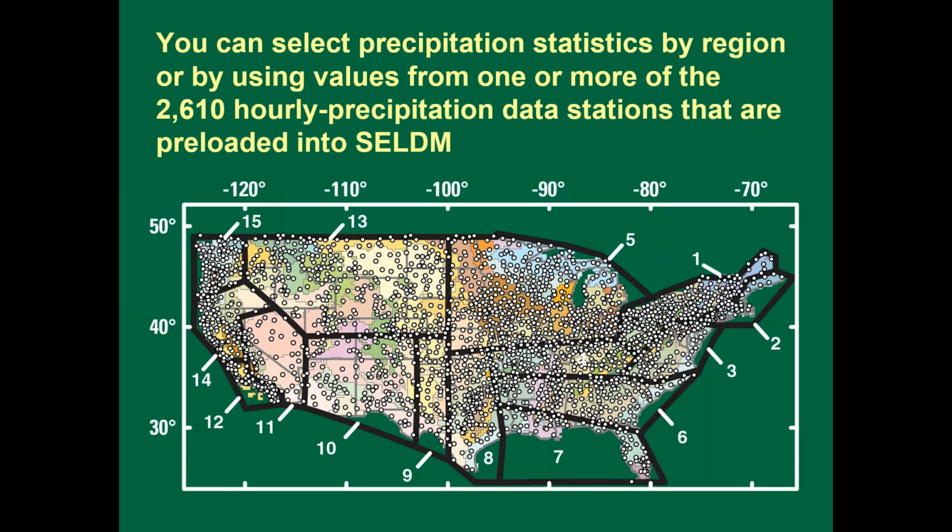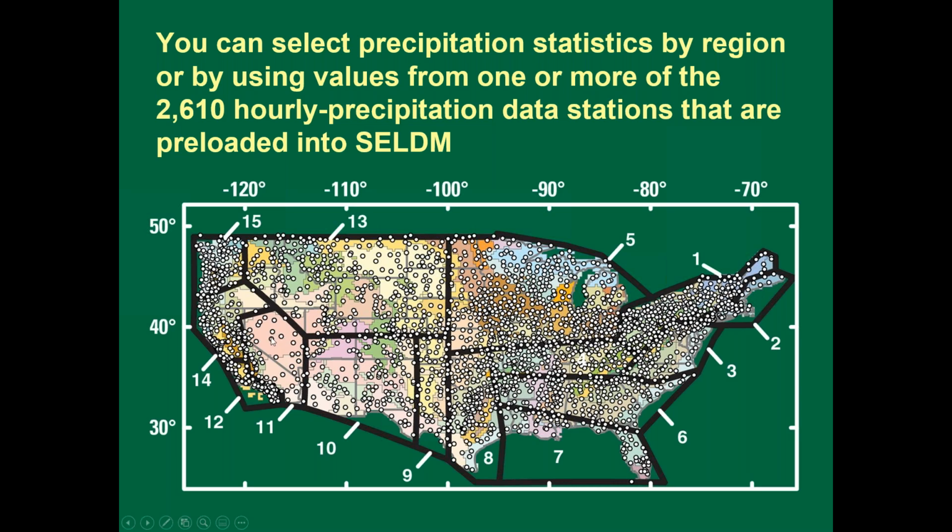So as we discussed on the first day, you can select precipitation statistics by EPA rain zone, by ecoregion, or by the 2,610 hourly precipitation data stations that are preloaded into SELDM. This map shows the ecoregions, rain zones, and the location of all those precipitation data stations. We picked stations that had at least 25 years of data during the 1965 through 2006 period, and the latitude and longitude of the precipitation data stations are used to rank the stations by proximity to the site of interest.